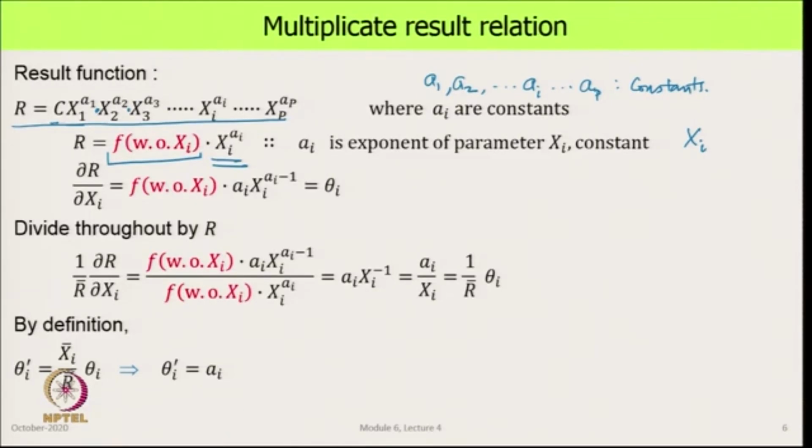So, now we differentiate this with respect to xi, and remember, when you do dR by dxi, this is what we define as the sensitivity coefficient of xi. This function without xi comes out, and the differential of this becomes ai times xi to the power ai minus 1. This is our sensitivity coefficient.